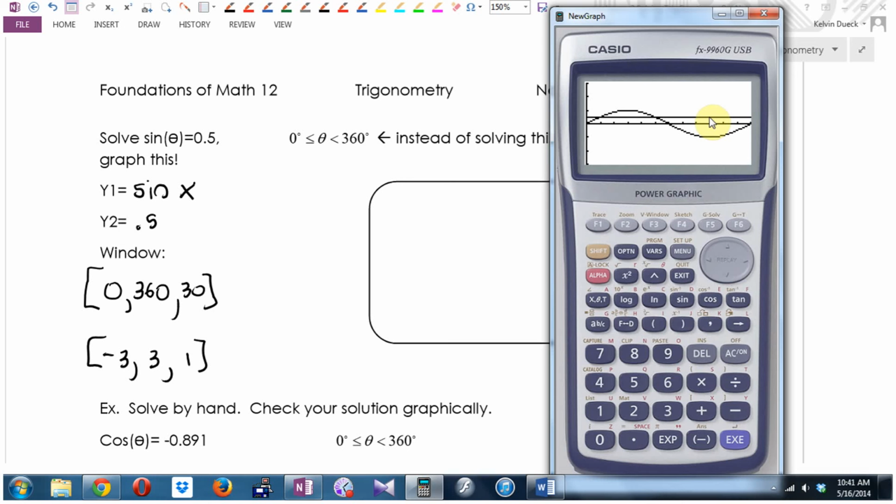Where do you think the answers are? Where these two graphs touch. There's a fancy word for that. Can you press G solve? What's the fancy word for cross or touch? Intersect. Not intercept, intersect. Which is F5. If you press F5, there's the x equals 30 degrees. And then if you go arrow sideways, there's your x equals 150. So you can check your solution graphically if you wish.